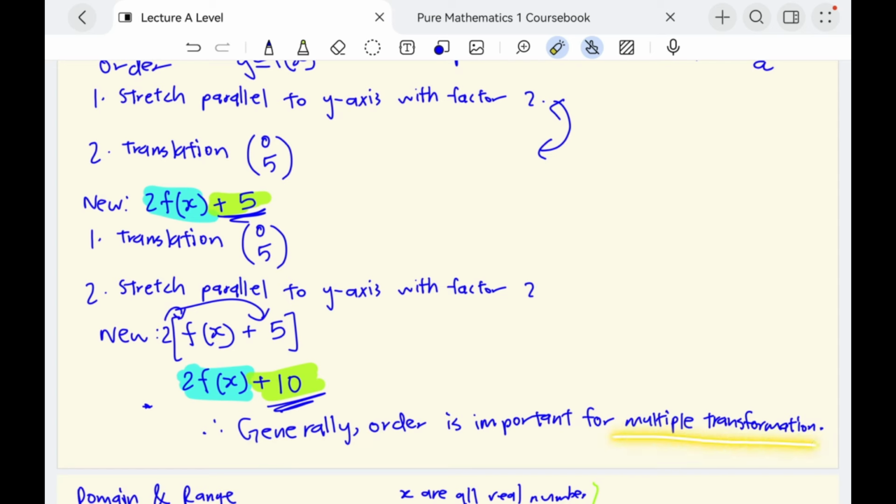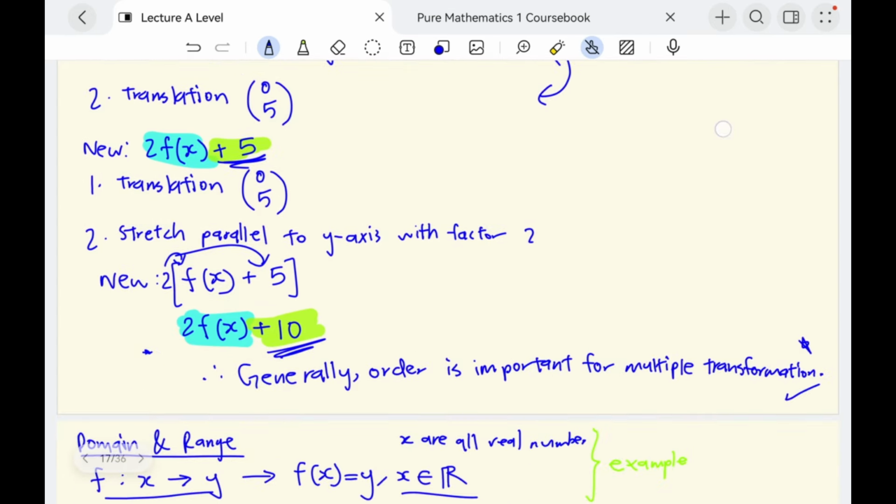What does multiple transformation mean? It means for multiple transformations, usually two or three transformations like that, you must consider the order. Very important. This is necessary. Please take note about this.